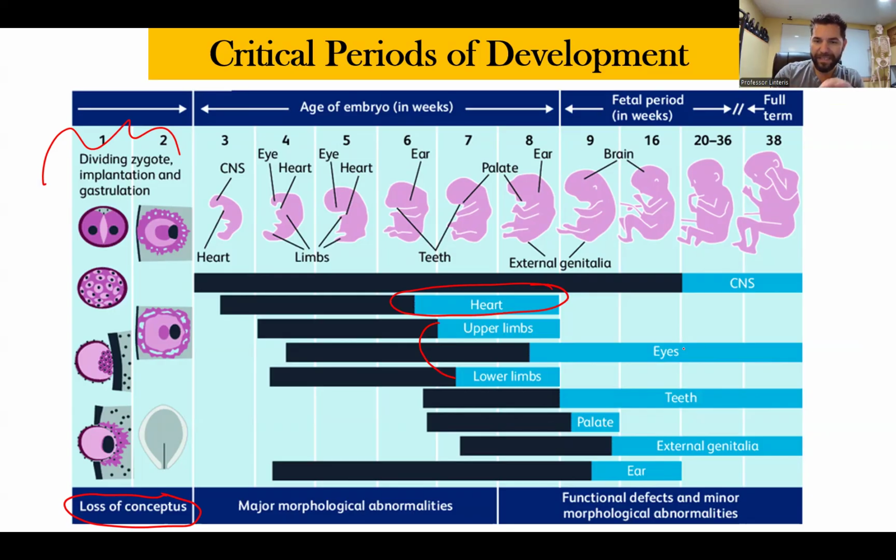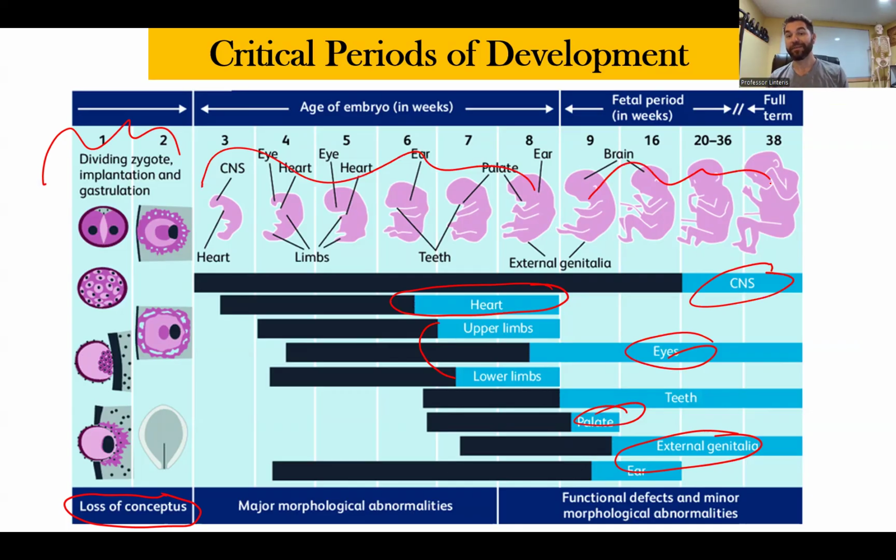And things later on, eyes, mouth, palate, we'll talk about cleft lip, genitalia, ears, and CNS will all develop a little bit later on. Keep in mind this is scaled, right? This is 8 weeks, and this little bit right here is 9 to 38, right? That's fetal development. So we talked about embryonic development and fetal development, right?